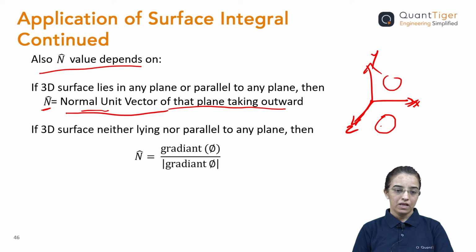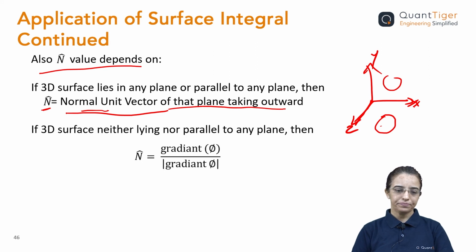We have seen the case when the surface was lying in any plane. It may be that the surface is not lying in any of these planes, meaning it is not on the xy plane, not on the yz plane, not on the xz plane, nor in any parallel plane. It is something like tilted in between, not parallel to anything, tilted between two planes. In that case you can project that given surface in either the xy plane, the yz plane or the xz plane. It's entirely your choice.